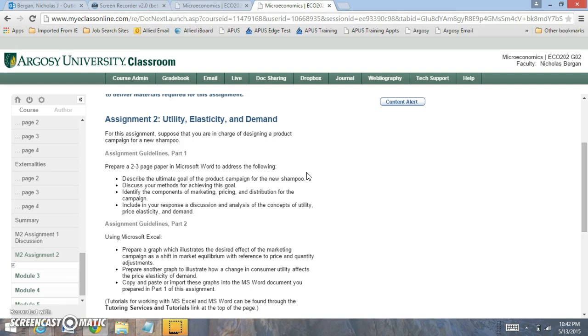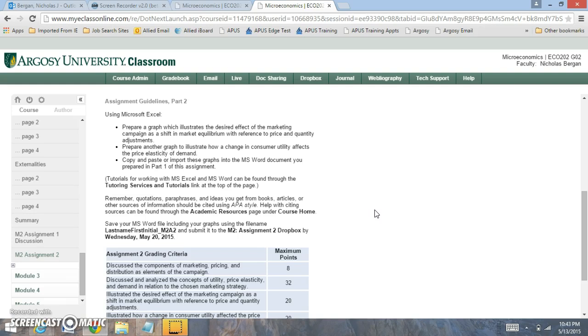In the second part of the question, how are you going to achieve this goal? What methods are you going to utilize? In the third part of the question, identify the components of the marketing. And then in the fourth part, focus on the 3 terms. Utility, which is satisfaction. Elasticity, which is looking at how consumers respond to price changes. And demand, which is looking at buyers. Make sure to focus on those components and use subheadings in your work.